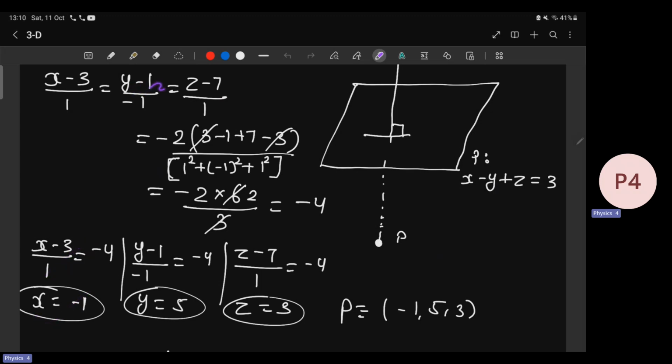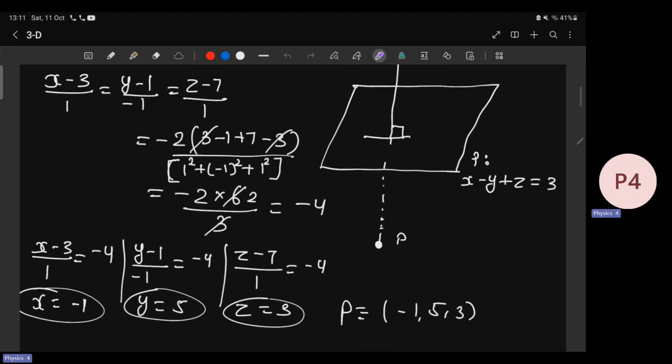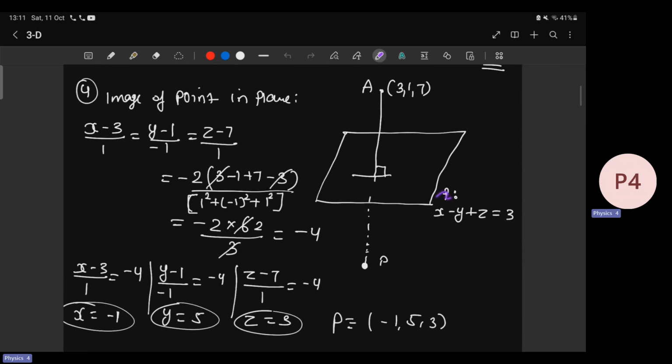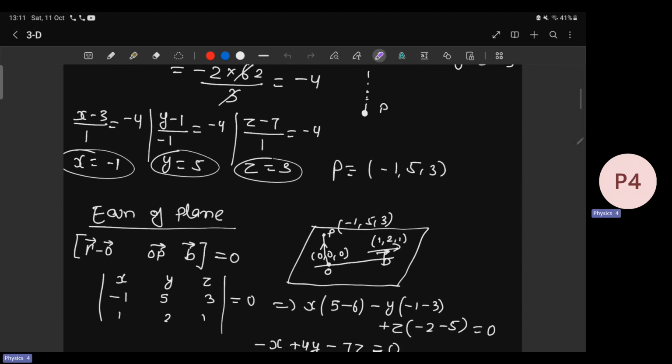Now (y minus 1) upon minus 1 equals minus 4. We got y equals 5. Now (z minus 7) upon 1 equals minus 4. We got z equals 3. So we got the coordinates of point P: minus 1 comma 5 comma 3. That is the image of point A in the given plane. All right, now we have point P.